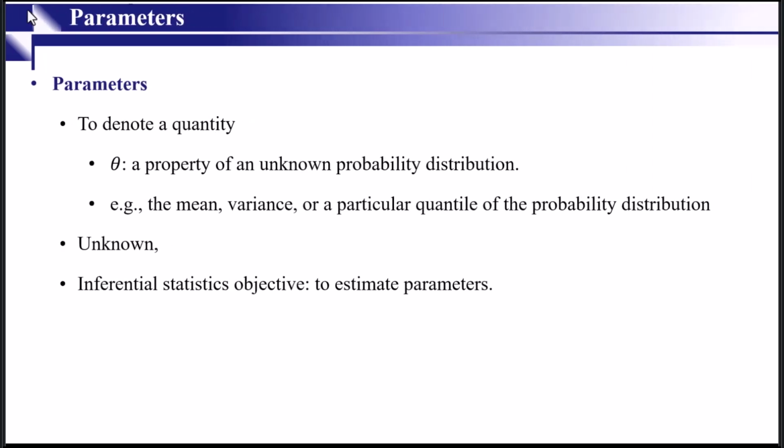To estimate a parameter, we first need to understand what it represents. In statistical inference, the term parameter is used to denote a quantity like theta, which is a property of an unknown probability distribution. We don't know this probability distribution. For example, mean, variance, or a particular quantile of the probability distribution. Parameters are fixed numerical characteristics of a population, and parameters are unknown. So, one of the goals of inferential statistics is to estimate these parameters. Once again, the ultimate goal of estimation is to infer these parameters based on observed data. This sets the stage for our discussion on estimation.